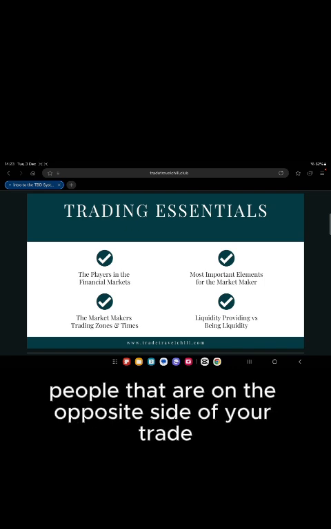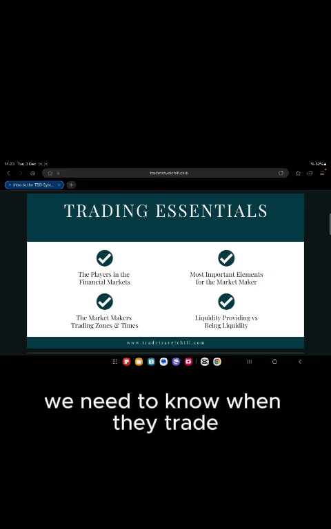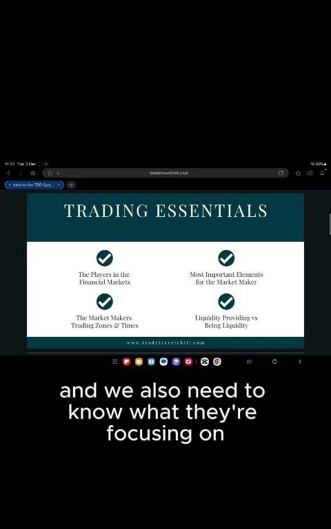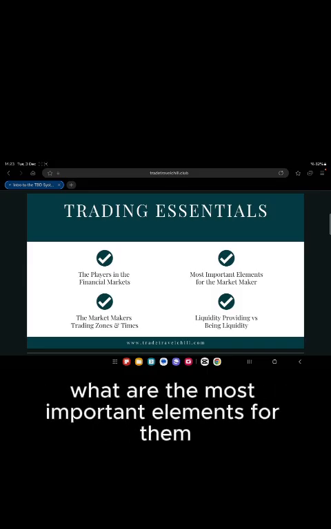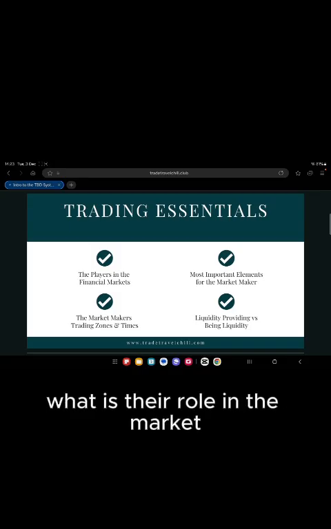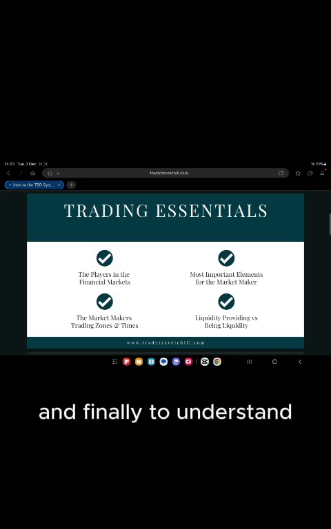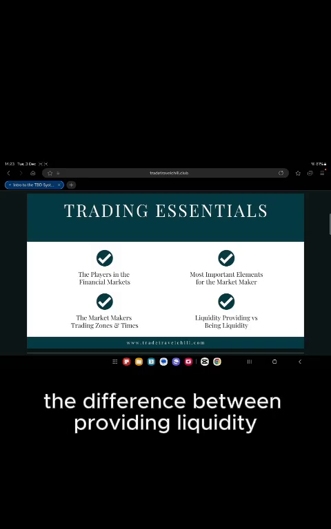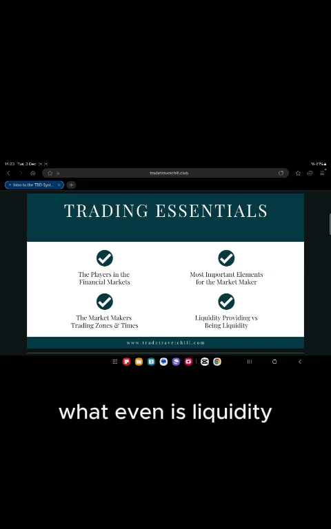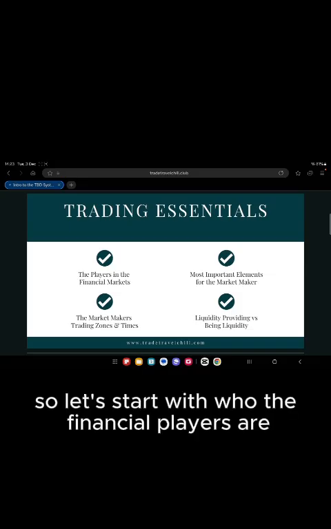These are people that are on the opposite side of your trade. We need to know when they trade, what their trading zones are, the times that they trade, and we also need to know what they're focusing on. What are the most important elements for them? What are their limitations? What is their role in the market? All these sorts of things. And finally, to understand the difference between providing liquidity and being liquidity. And just in general, what even is liquidity? So let's start with who the financial players are.